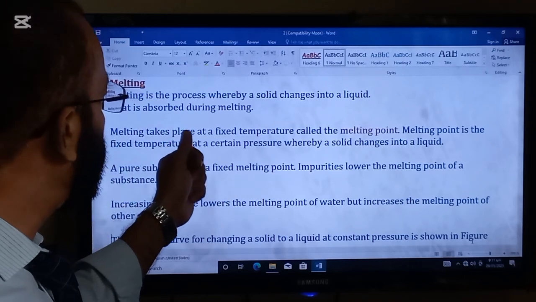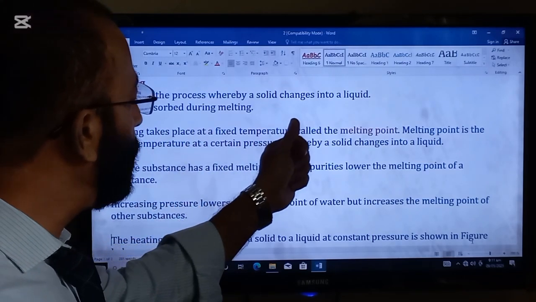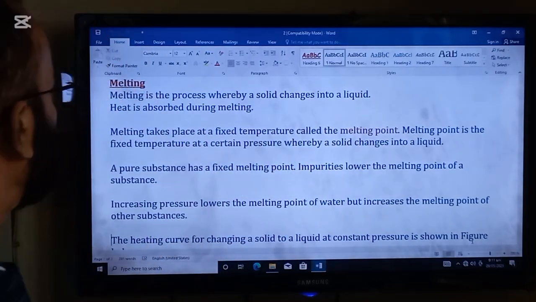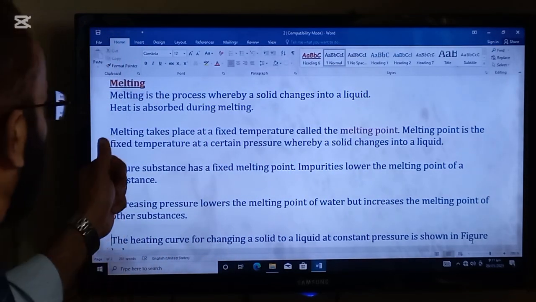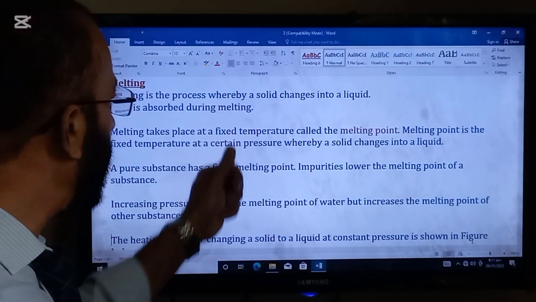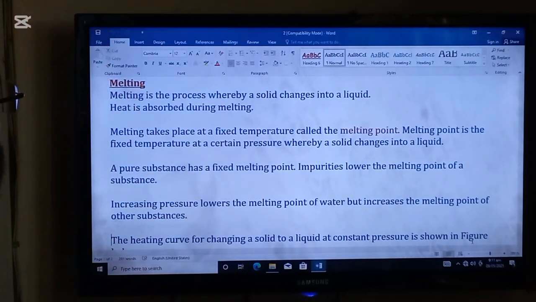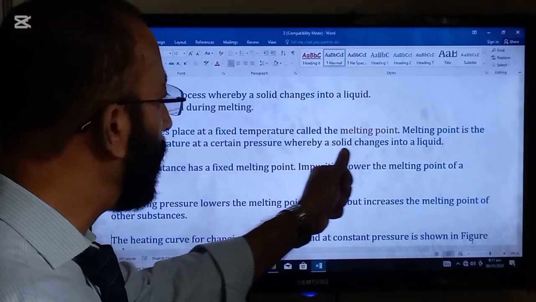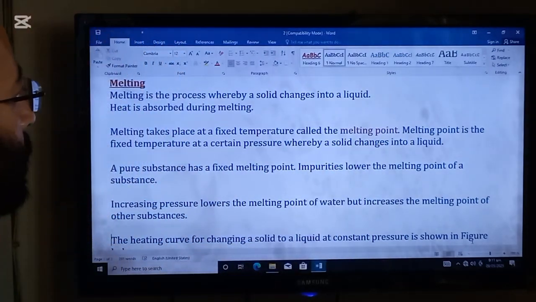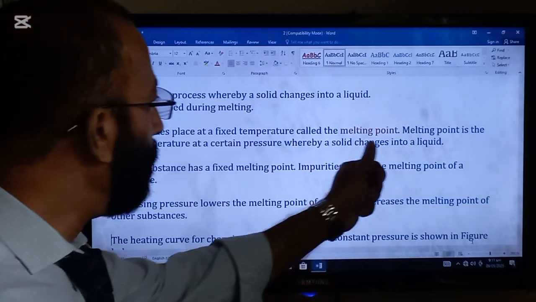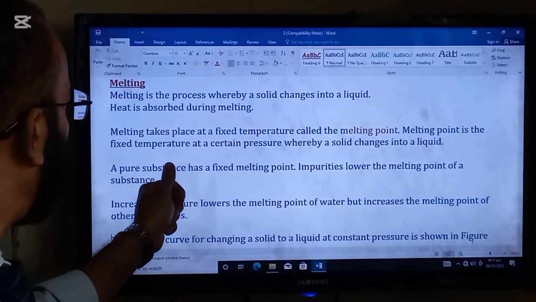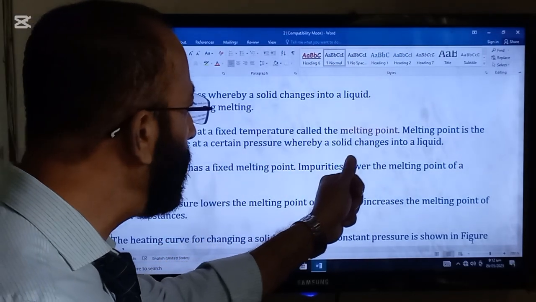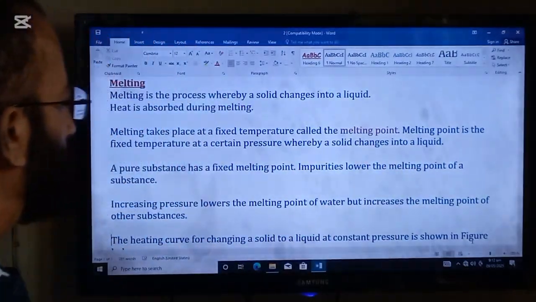Melting is the process whereby a solid changes into a liquid. This is the definition of melting. Heat is absorbed during melting. Melting takes place at a fixed temperature called the melting point. Melting point is the fixed temperature at a certain pressure whereby a solid changes into a liquid.